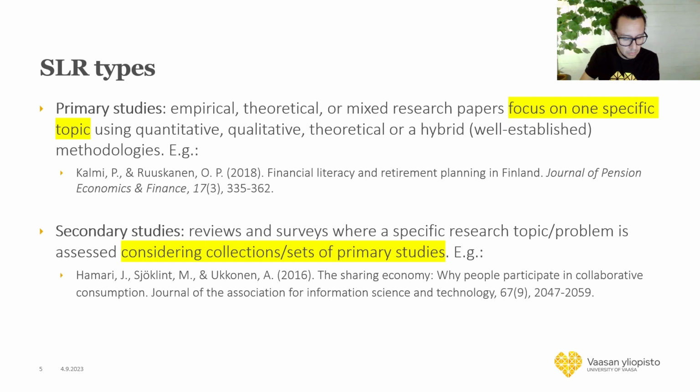Primary studies are those papers or articles that are focused on one specific topic, using different types of methodologies: quantitative, qualitative, theoretical, even hybrid approaches. Those papers are the type of articles that you usually see with one research question, focused on one very narrow, specific topic. That is primary studies.